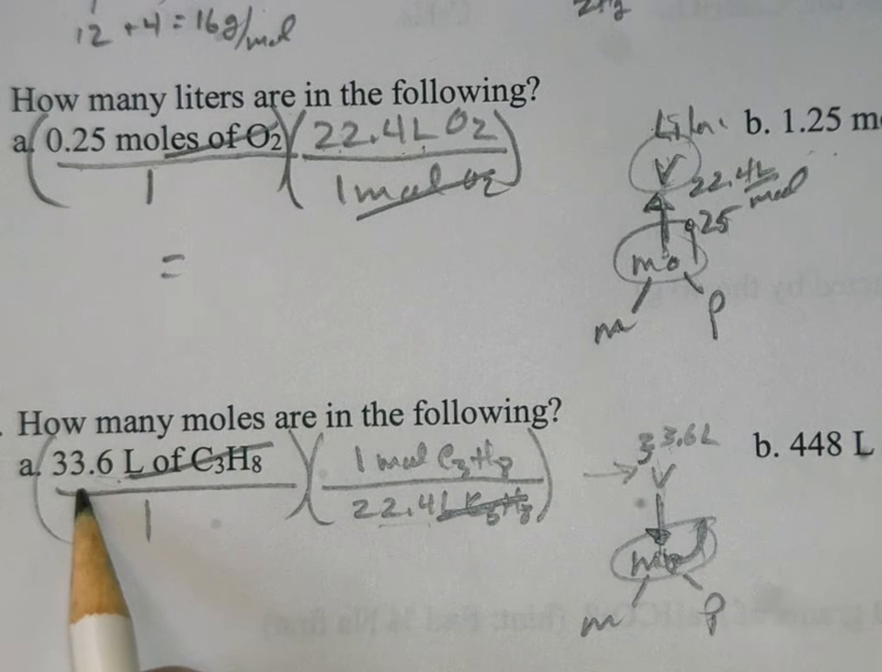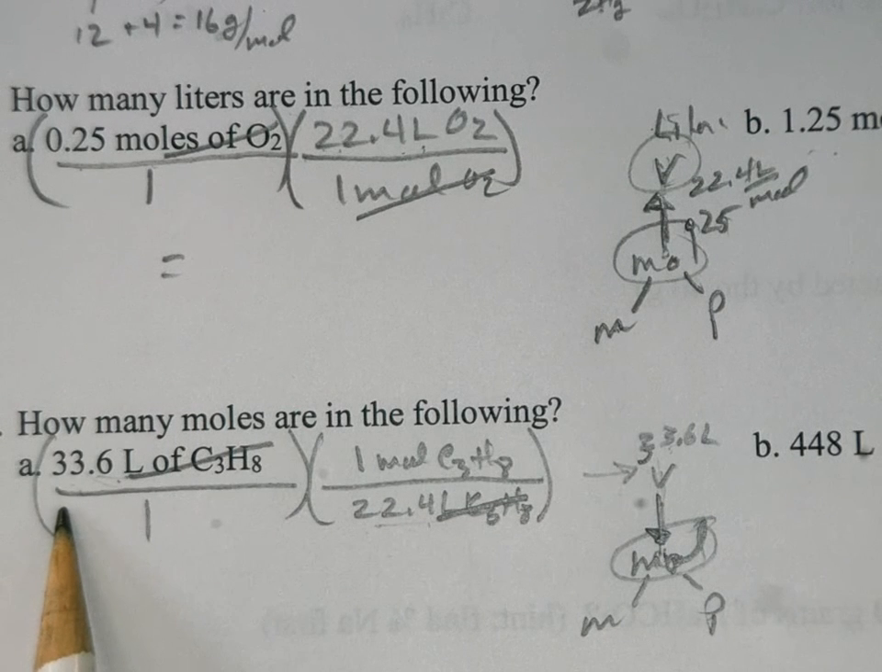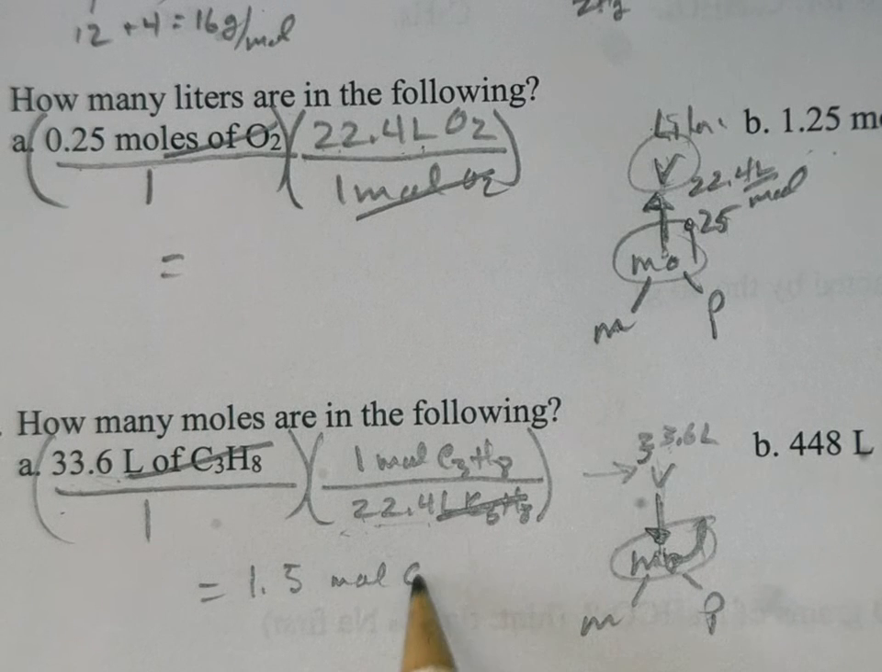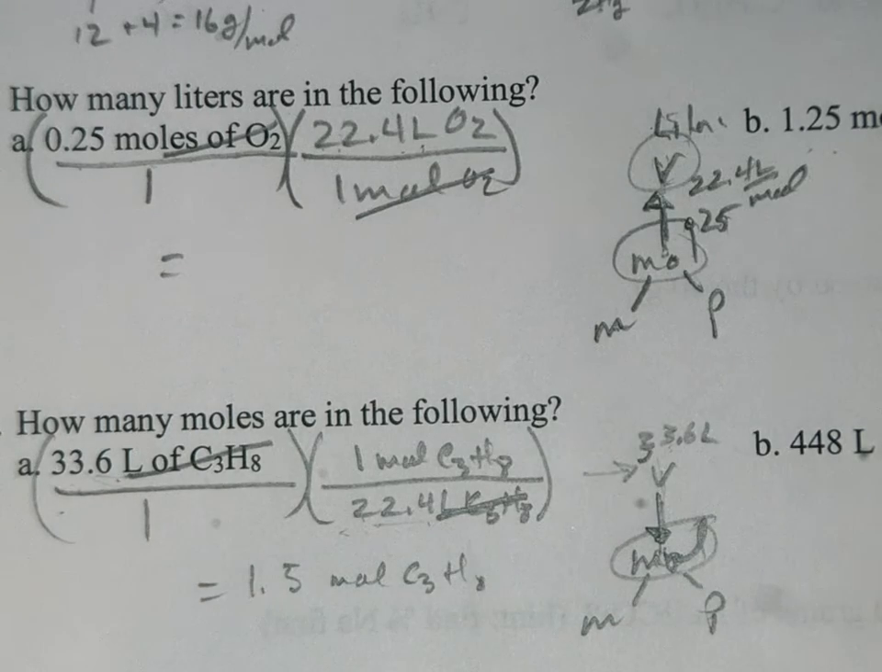So it's going to be 33.6 divided by 22.4. And it looks like the answer is about 1.5. So it comes out to be 1.5 moles of C3H8. You can guesstimate that.